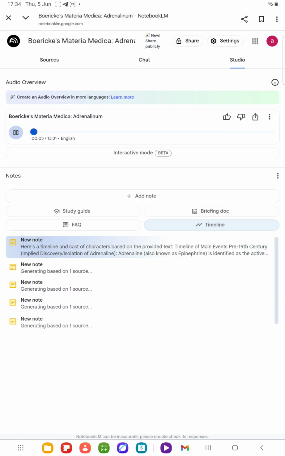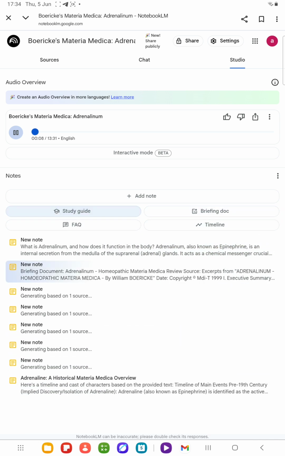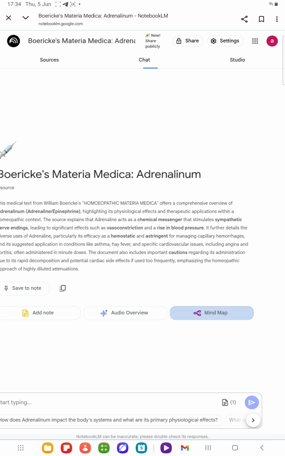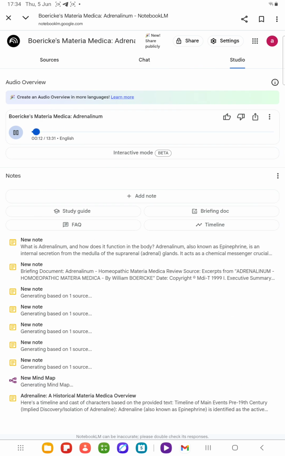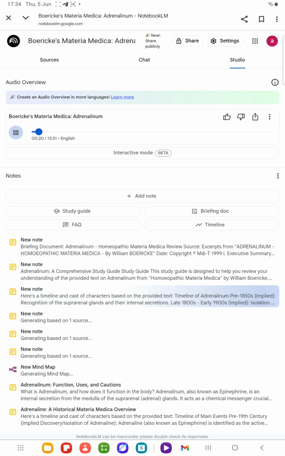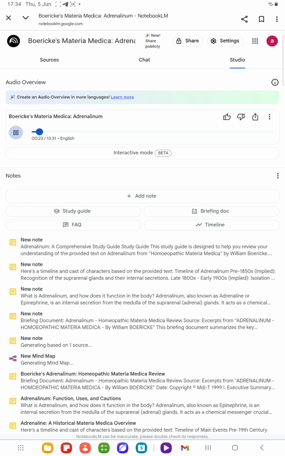Today, we're taking a close look at a substance that's pretty central to how we understand the body's stress response now. That's right. But we're sort of stepping back, looking at it through a very specific historical lens. Exactly. We're diving into adrenalinum, which you probably know as adrenaline or epinephrine. But crucially, our source isn't a modern textbook. No, definitely not. We're working from excerpts from William Boericke's Homeopathic Materia Medica.